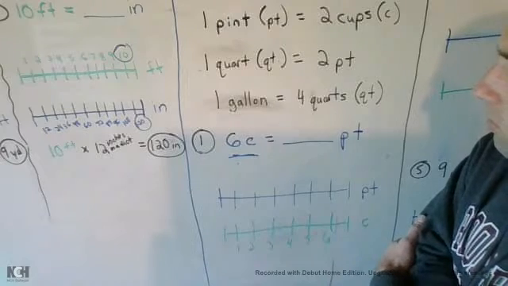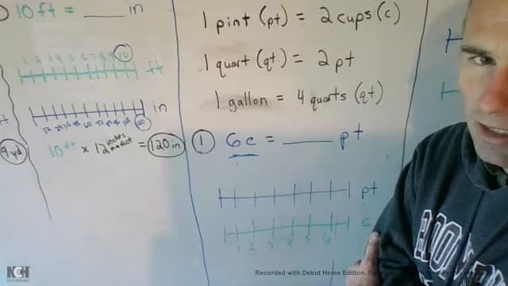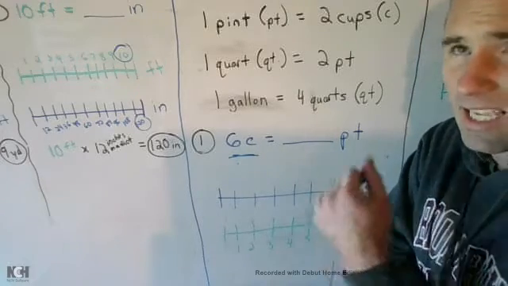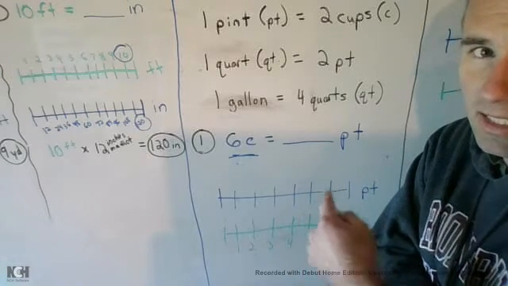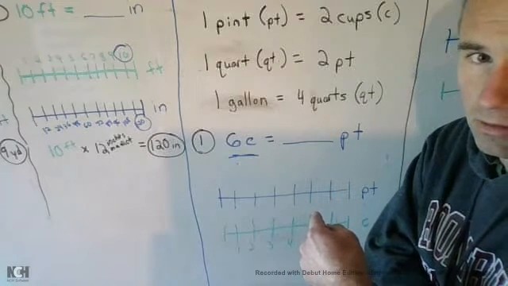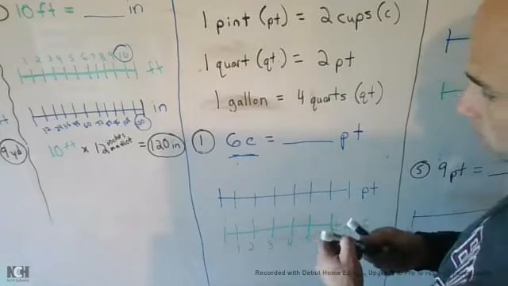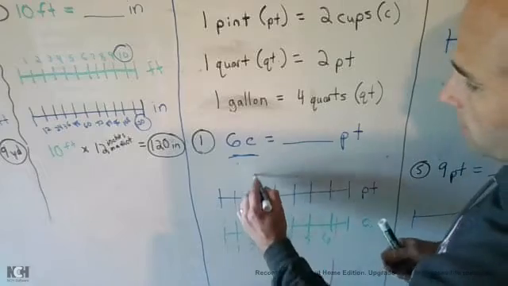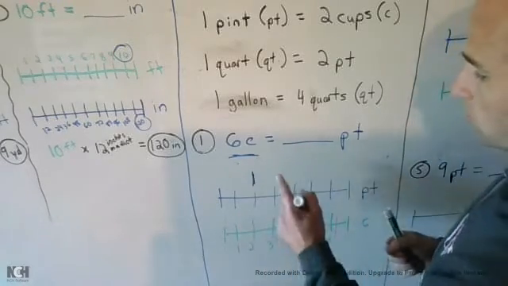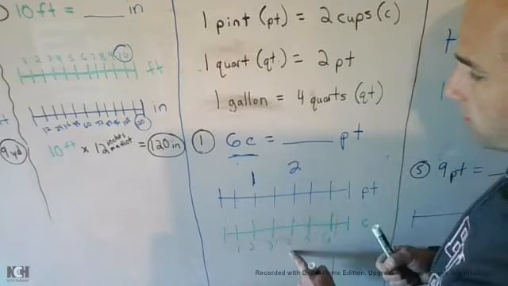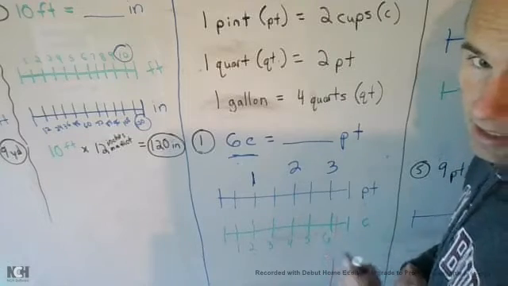So I'm ultimately going to either have to count by halves, because a half a pint makes a cup, or I'm going to have to skip count. So, for example, 1 pint makes 2 cups. 2 pints makes 4 cups. 3 pints makes 6 cups.